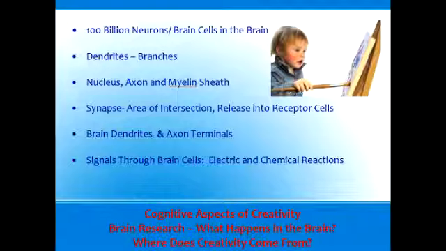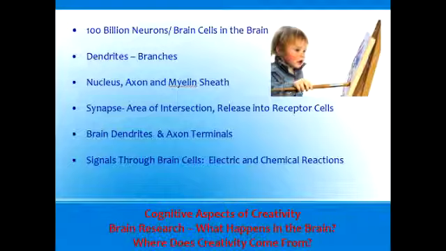So where does creativity come from, and what's happening in the brain when problems are solved in new ways? There are over 100 billion neurons or brain cells in the brain. The dendrites are like branches, and with the nucleus, axon, and myelin sheath, it forms a network of pathways in the brain. The areas of intersection between brain cells are synapses, which release electric and chemical reactions into receptor cells.